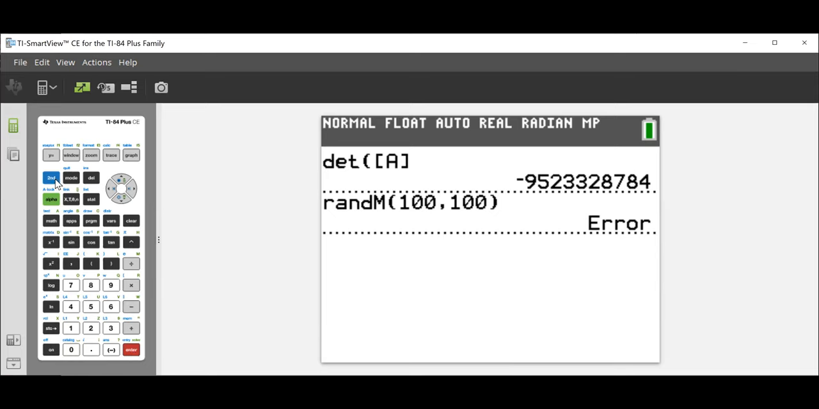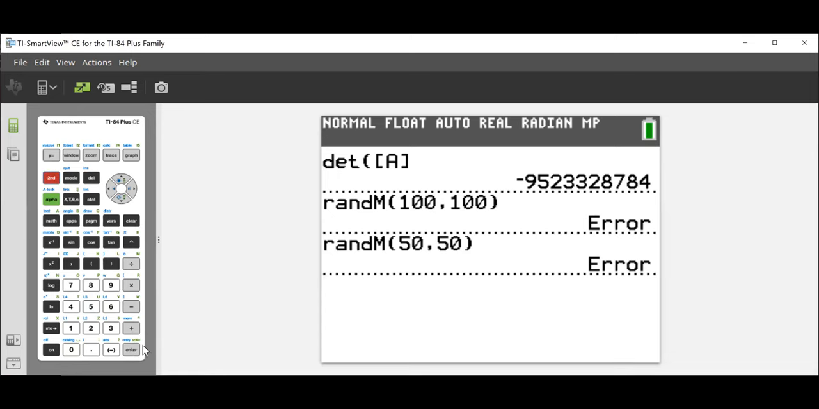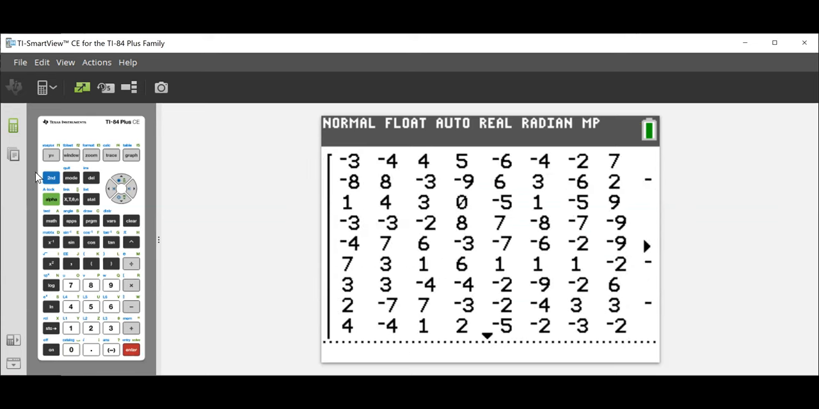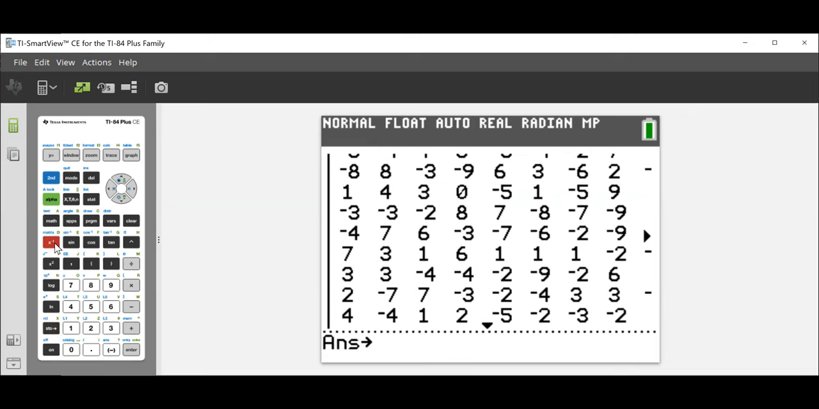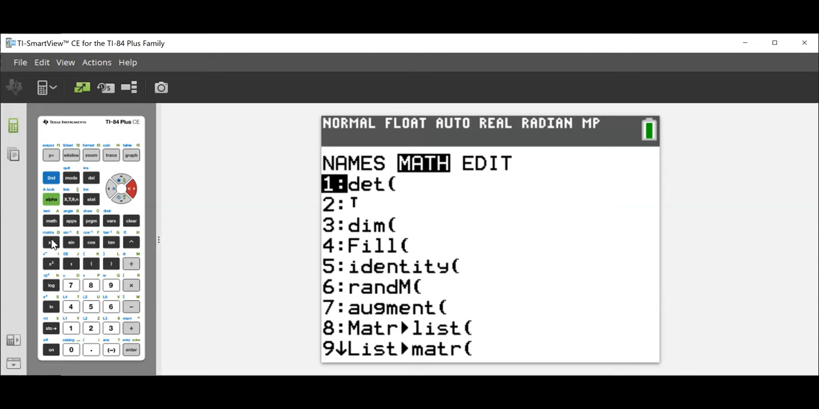It does not want to create a 100 by 100 random matrix. What about a 50 by 50 random matrix? Yeah, it doesn't have enough memory even to store a 50 by 50 matrix. Never mind. I mean, the issues we're running into here aren't so much that the determinant's taking forever as that generating the matrix is too hard for our calculator. Let's see.